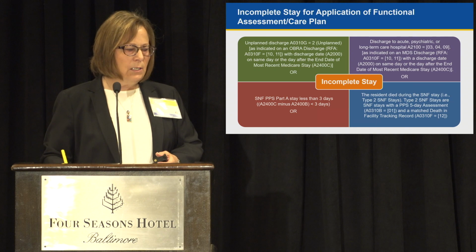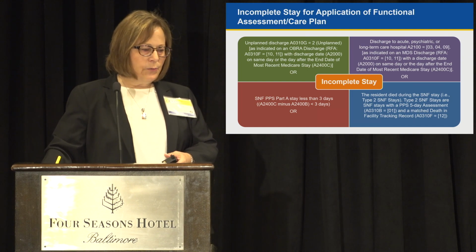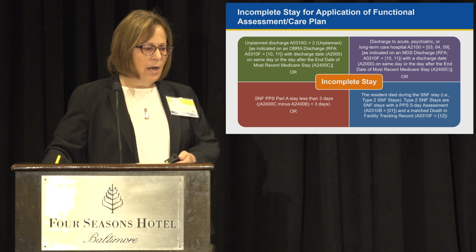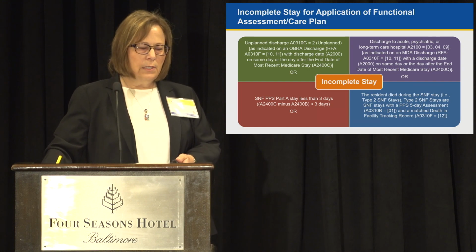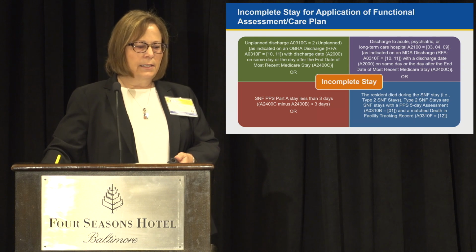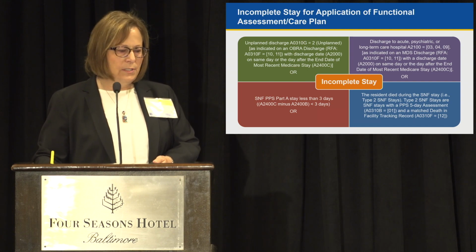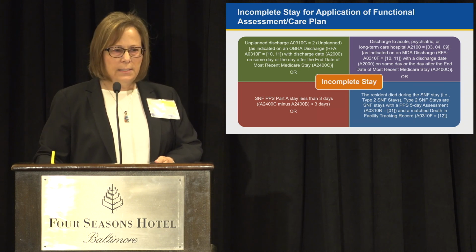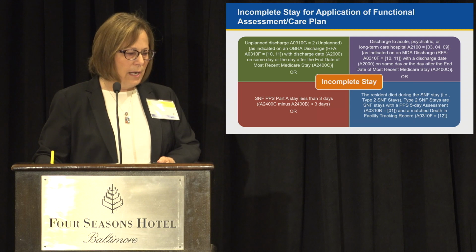So let's look at the definition of an incomplete stay. An incomplete stay is an unplanned discharge where A0310G is coded as 2, unplanned, on the OBRA discharge, with a discharge date in A2000 on the same day or the day after the end date of the most recent Medicare stay; or a discharge to acute, psychiatric, or long-term care hospital, where A2100 equals 03, 04, or 09, as indicated on an MDS discharge, with a discharge date in A2000 on the same day or the day after the end date of the most recent Medicare stay; or your SNF PPS Part A stay is less than 3 days; or the resident died during the SNF stay, Type 2 stays, which are SNF stays with a PPS 5-day and a matched death in facility tracking record.